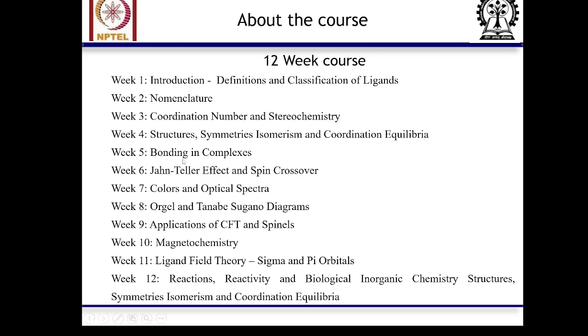In week 5, we discussed the different kinds of bonding in complexes, basically the bonding theories proposed for complexes. These are valence bond theory, where we discussed why it is called valence bond theory, and crystal field theory. In week 6, we saw what Jahn-Teller distortion is, why it occurs, what the effect of Jahn-Teller distortion is, and a little bit about spin crossover.